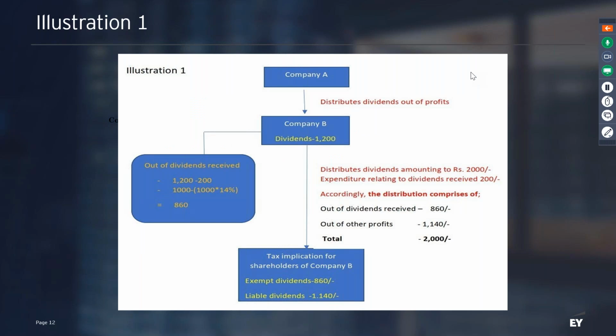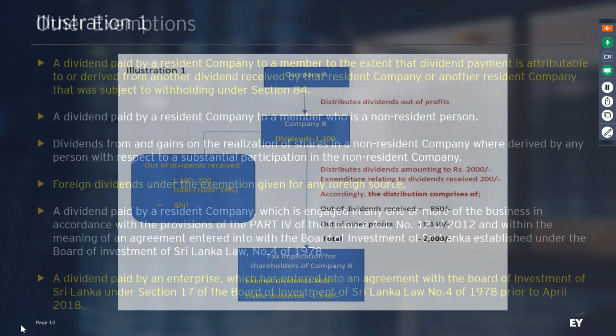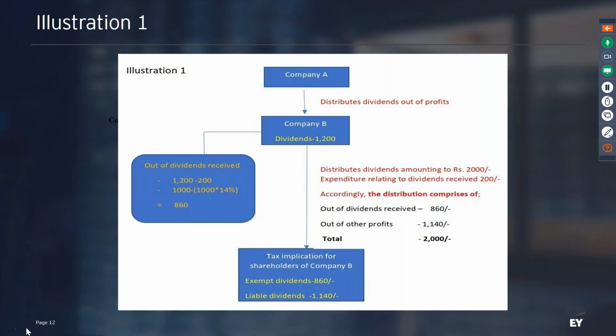Then shall I move on to my next session? Are there any questions? We can take any questions before we go into the other exemptions.